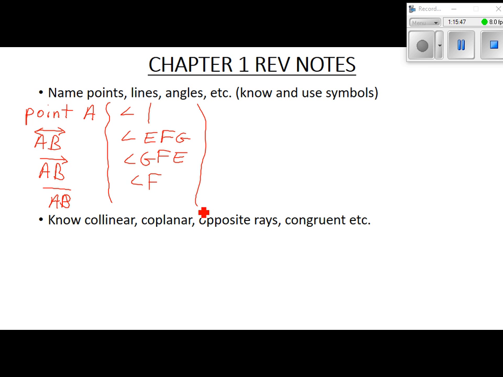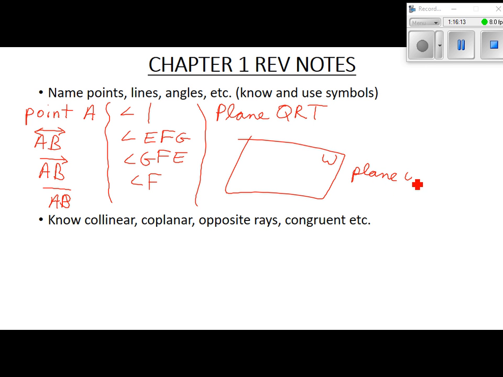Planes, how many letters to name a plane? 3. Remember, so it could be like plane QRT, no symbol. Any 3 points that fall on the plane. It could also be named with 1 letter if they give you the letter in the corner without a point with it. So this would be plane W.